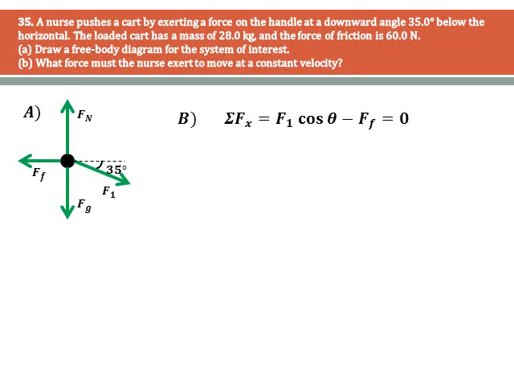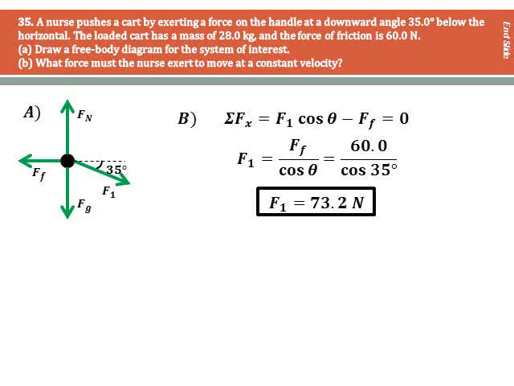Alright, so part B says what is the force that the nurse must exert to move it at a constant velocity? That means no acceleration in the horizontal direction. So the component of force 1, which is the force she's applying, that is horizontal, so that's going to be the cosine component of force 1 minus the force of friction back in the other direction is going to be equal to 0. So we rearrange this and we get that force 1 is going to be equal to the force of friction divided by cosine of the angle, and then we punch that in and we get force 1 is going to be 73.2 newtons.